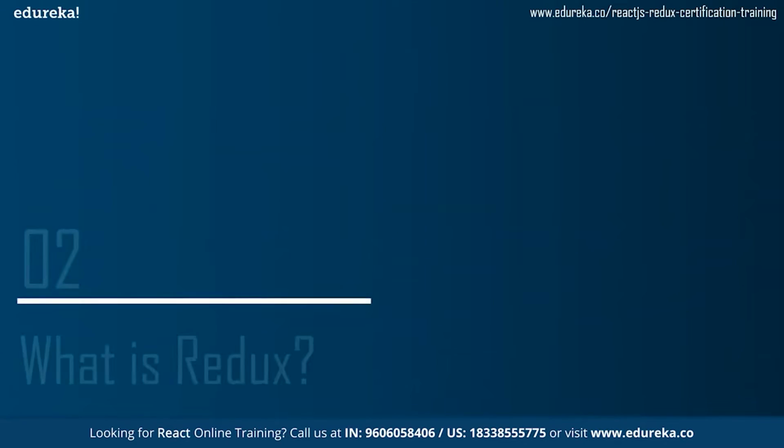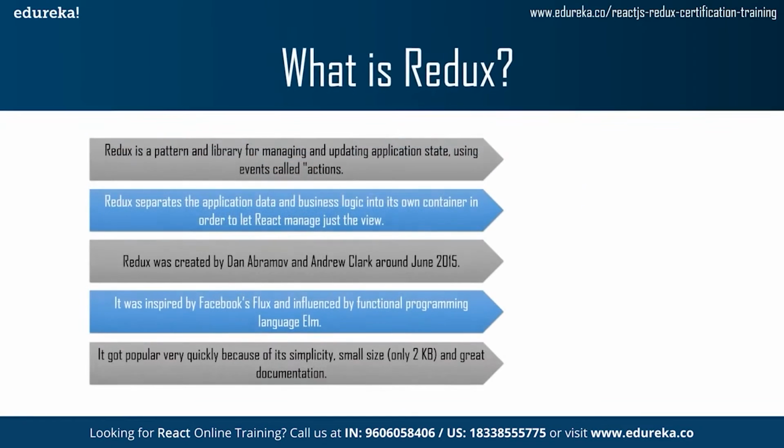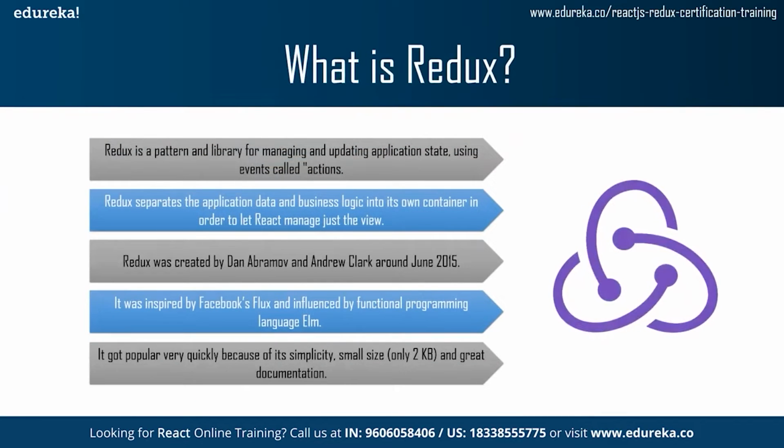Now let's understand what is Redux. Redux is a pattern and library for managing and updating application state using events called actions. Redux separates the application data and business logic into its own container in order to let React manage just the view. It's an application data flow architecture. Redux was created by Dan Abramov and Andrew Clark around June 2015. It was inspired by Facebook's Flux and influenced by the functional programming language Elm. It got popular very quickly because of its simplicity, small size of 2 KB, and great documentation.